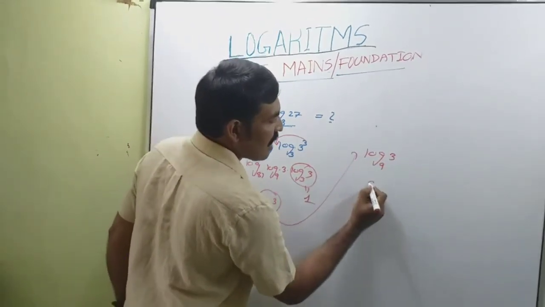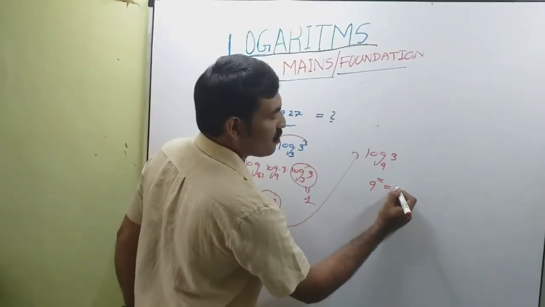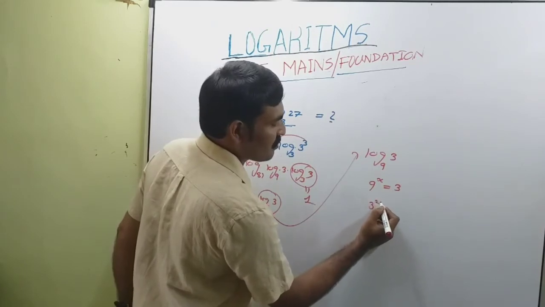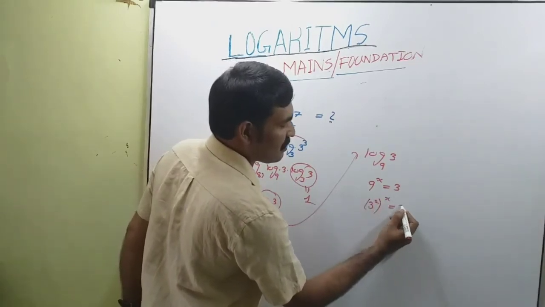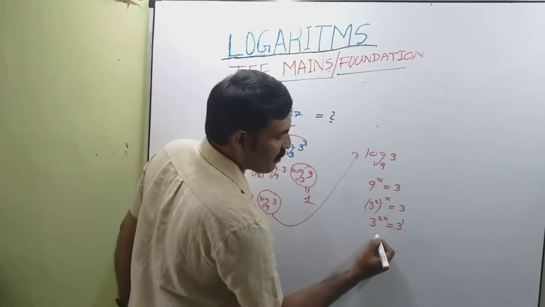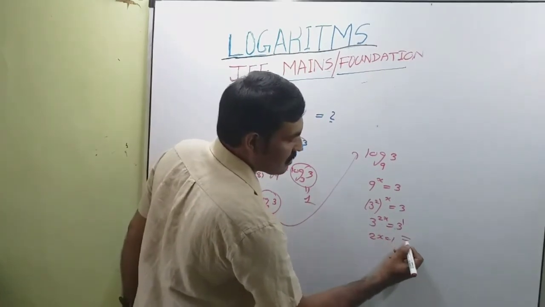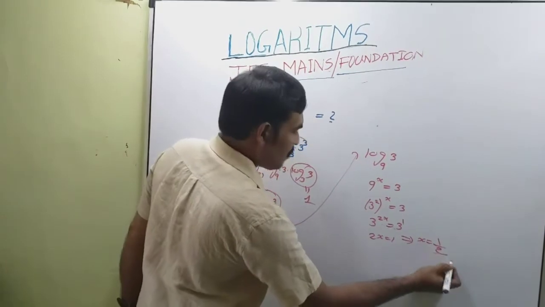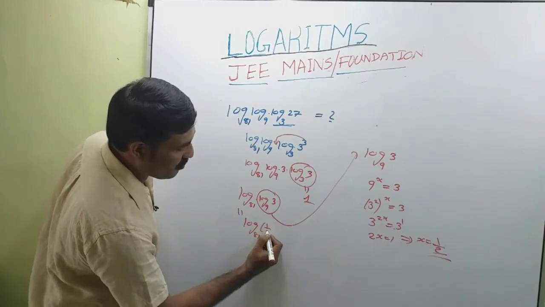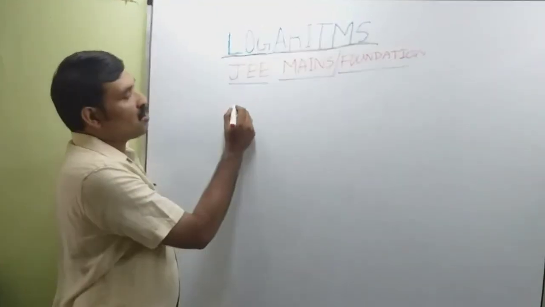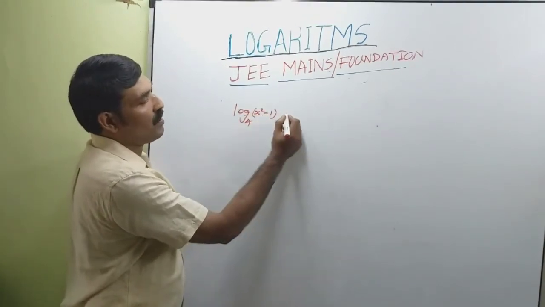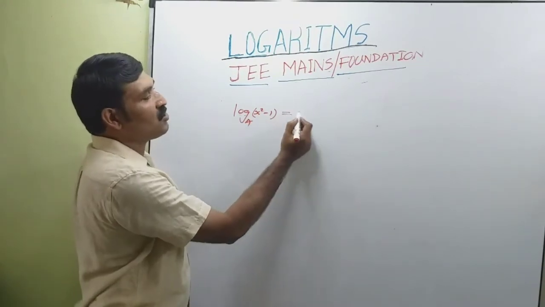Let the value of log base 9 of 3 be x. That means 9 raised to x is equal to 3. 9 can be written as 3 squared, so 3 squared raised to x is equal to 3, or 3 raised to 2x is equal to 3 raised to 1. Comparing the powers, 2x is equal to 1. This implies x is equal to 1 by 2. This becomes log base 81 of 1 by 2. This is the answer.